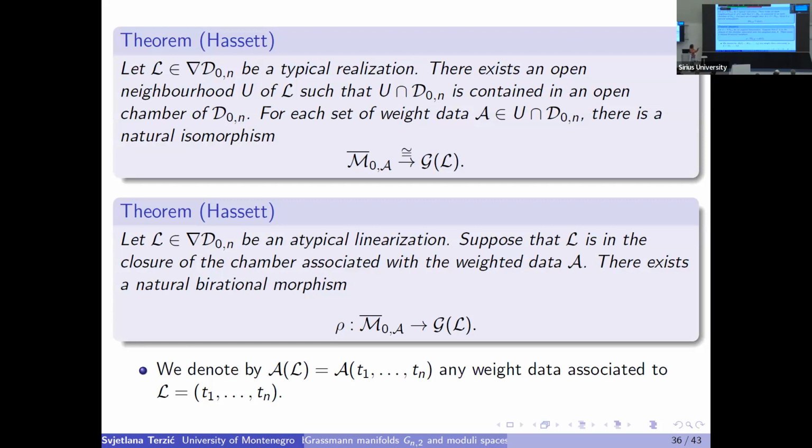When we take some linearization t_1,...,t_n on the boundary, then this neighborhood of the linearization is contained in some chamber, and actually the weighted moduli space over this chamber, as well as the geometric invariant theory quotient, does not depend on any weight chosen from this chamber. And for a linearization t_1,...,t_n from the boundary of delta n, we denote by A_L the corresponding weight data.